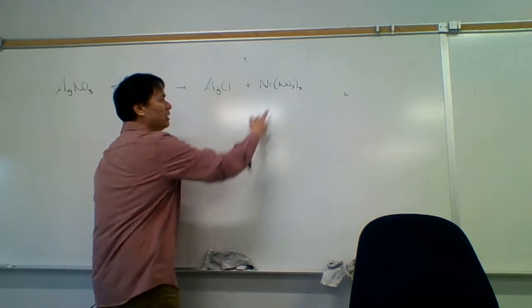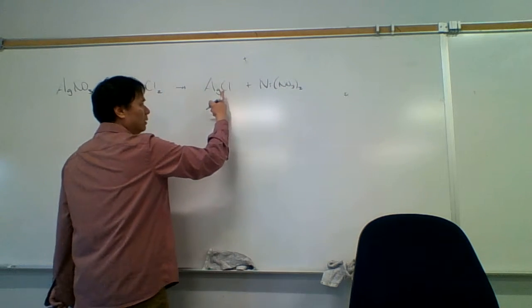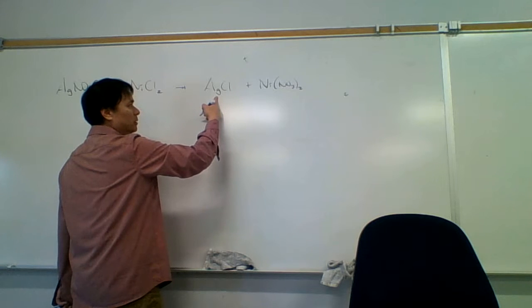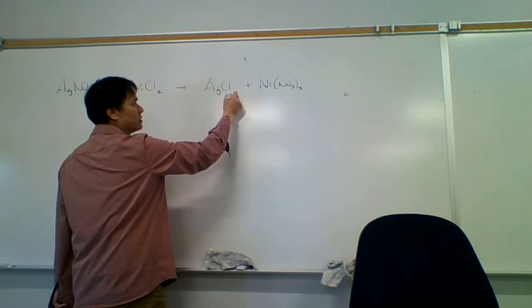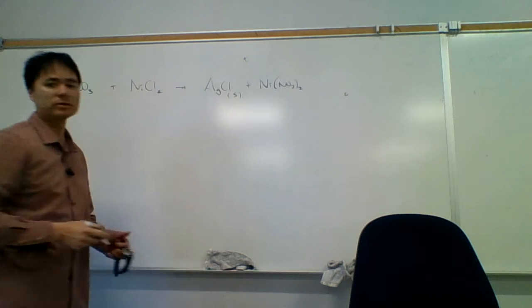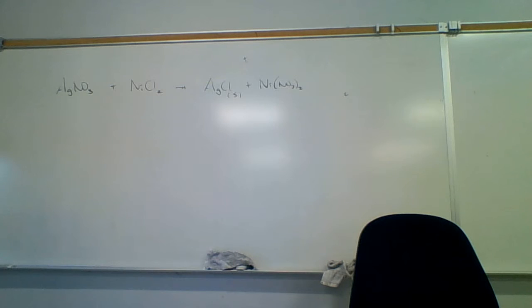that's right. All nitrate salts are soluble. However, not all chloride salts are soluble. Silver, lead, mercury form insoluble chlorides. And so this is an insoluble chloride which will precipitate. So that's the driving force for this reaction, is precipitation of silver chloride.